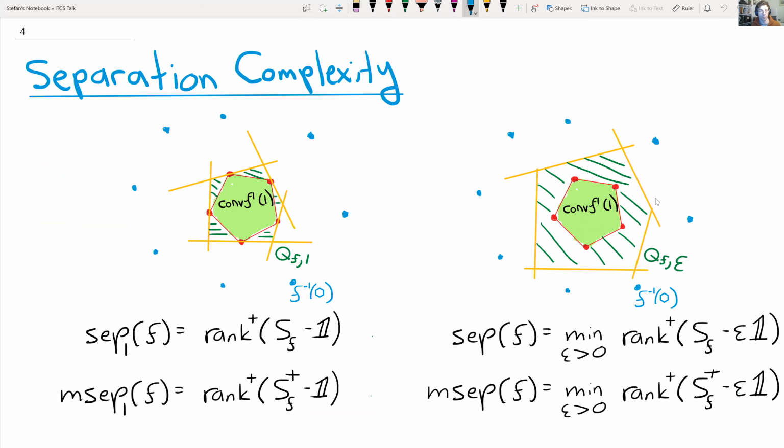So on the left-hand side, we have sep1 of F, this being the non-negative rank of the slack matrix of QF1, and we have a monotone version as well. And on the right-hand side, we have separation complexity of F being the minimization over all epsilon larger than 0 of the non-negative rank of the slack matrix of QF epsilon, and likewise a monotone version. And we minimize over epsilon here just so we can find truly the best extended formulation we have as a separating polytope between the ones and the zeros.